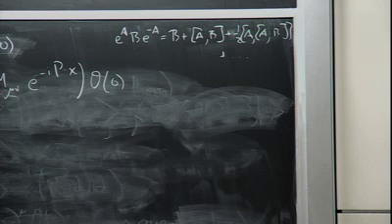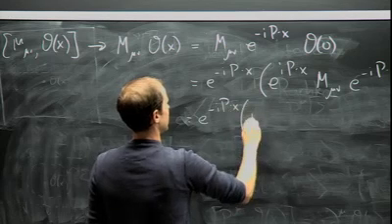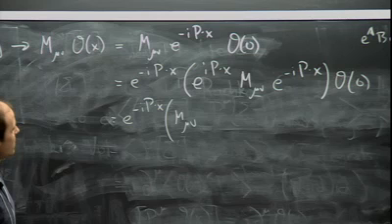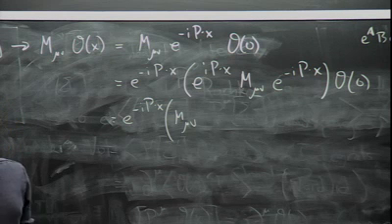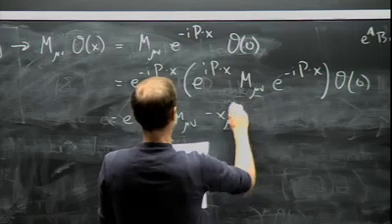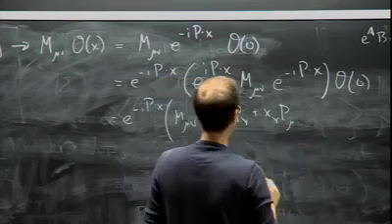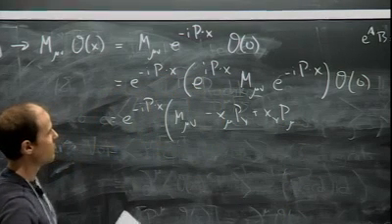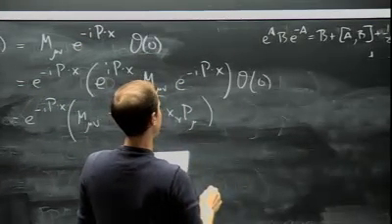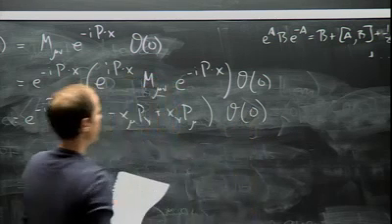The first term is just M mu nu. The next term will have some commutators of M mu nu with P, and those are just given by various P's. So that's x mu P nu minus x nu P mu. And then we have commutators of P's with P's, which are just 0. So the thing truncates at second order. And that's just that.